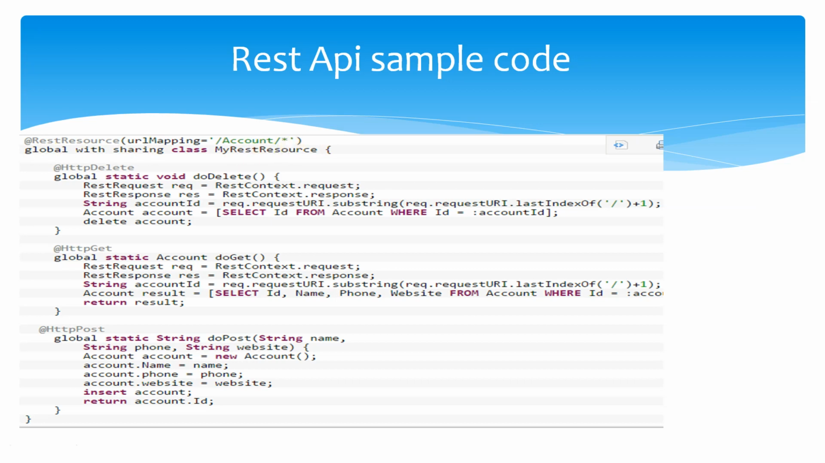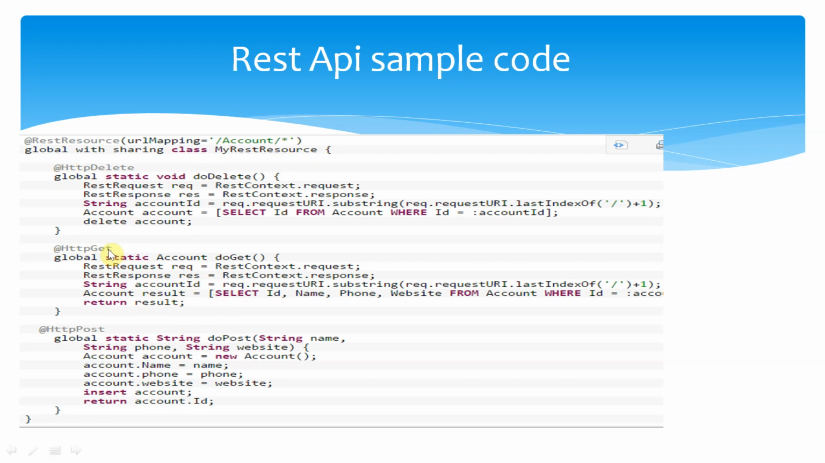@RestResource URL mapping account/stack. Now this is the external endpoint that your users will use. Third-party users will use it. So what you do here is you create a class global with sharing and then you create the methods. And you annotate with HTTP delete. These are HTTP REST annotations. What does this method do?